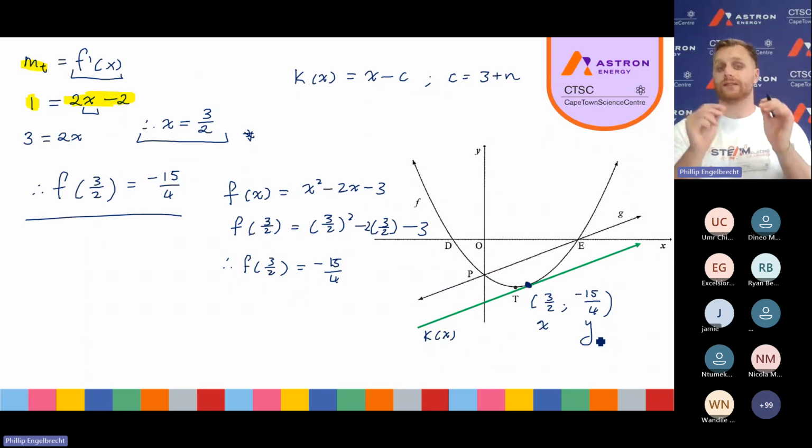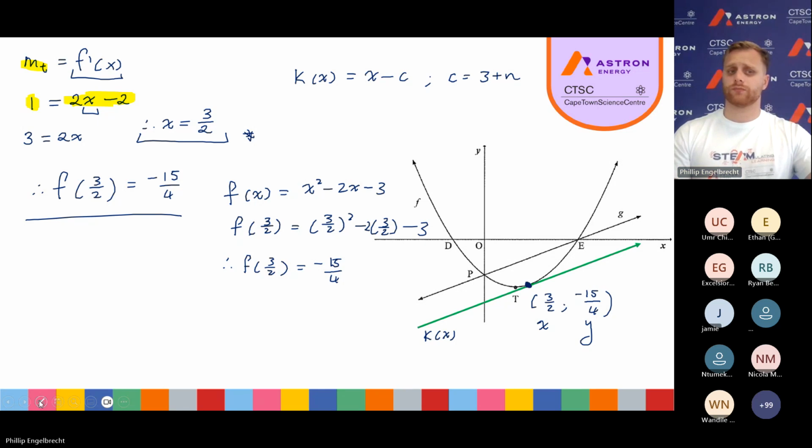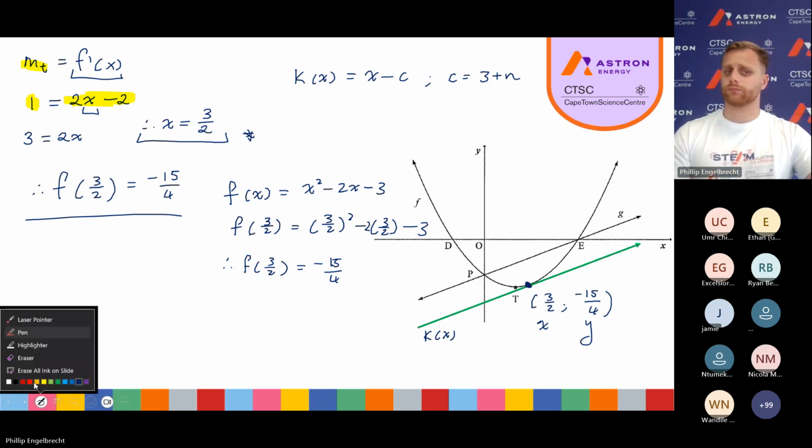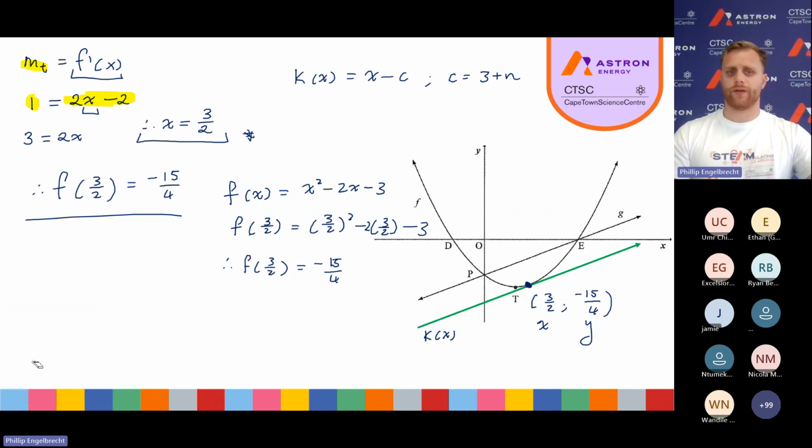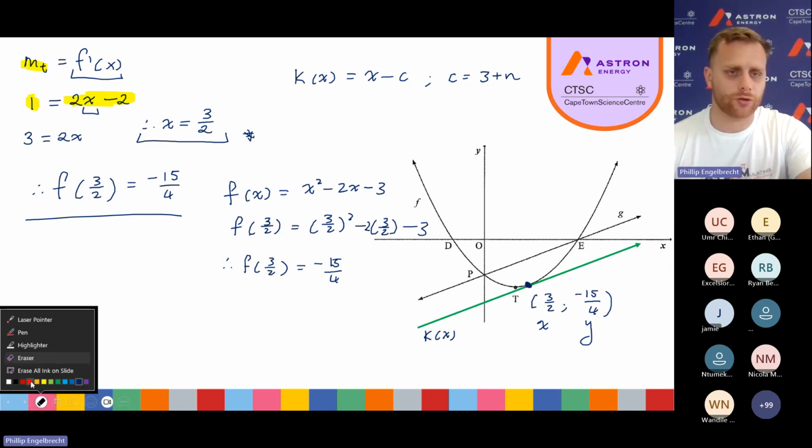Do you guys understand now? Are we on board so far? You can say yes or no. Okay, perfect. So I'm going to keep it like this. I'm not going to rub it out. I'm just going to change my pen color to red. There we go.